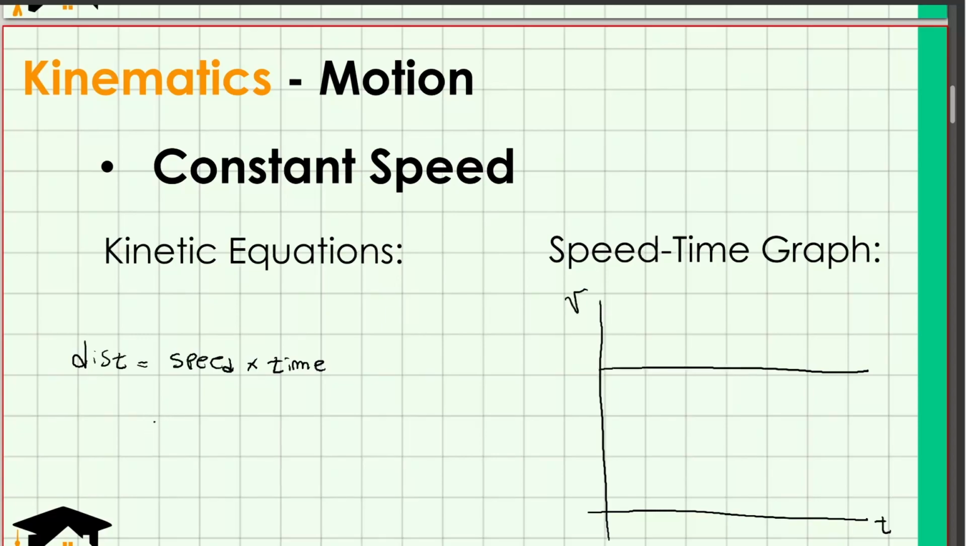Now sometimes we might need to change from kilometers per hour to meters per second. And in this case, what we have to do is multiply by 1,000 and then divide by 60 two times to move from hours to seconds. And if we want to do the opposite conversion, so from meters per second to kilometers per hour, we have to divide by 1,000 and then multiply by 60 two times.